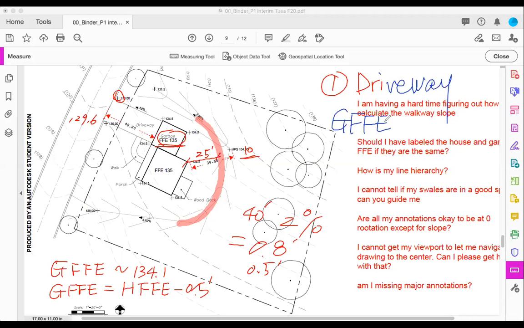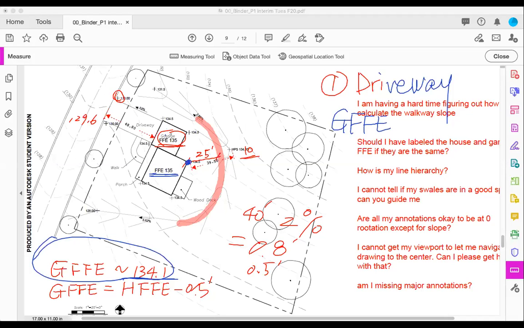And you think it should be lower? Yes, the garage FFE should be lower, otherwise you will have exceeded the 10% slope. Definitely, because the garage FFE is 134.10, the corner would be the same, 134.10, and this one is 134.6. So yes, everything here needs to be adjusted by 0.4.